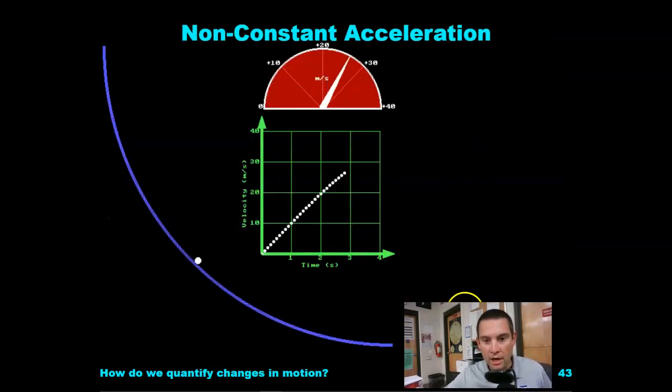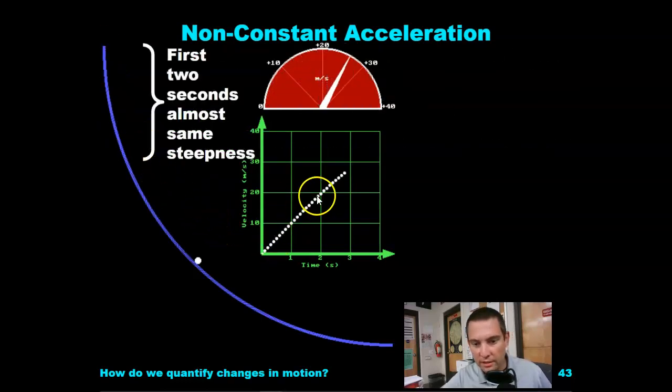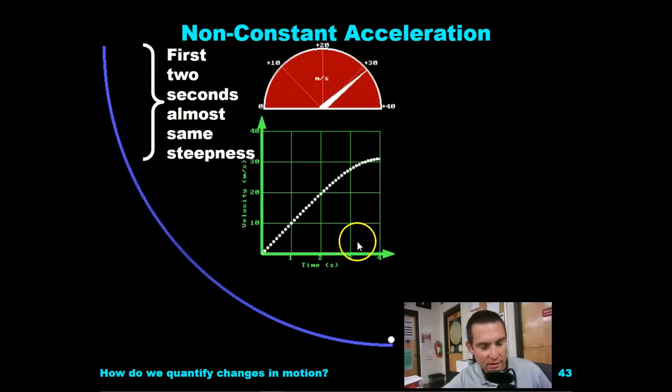All right, so looking at non-constant acceleration, you'll see this marble goes down this curved ramp, and for the first 2 seconds, it's almost constant. Almost. The velocity is definitely picking up steam right there. And then as it goes further down, it's going to stop increasing in velocity. So the velocity is almost going to hit its maximum right about here. Or it's definitely going to hit its maximum right about here.